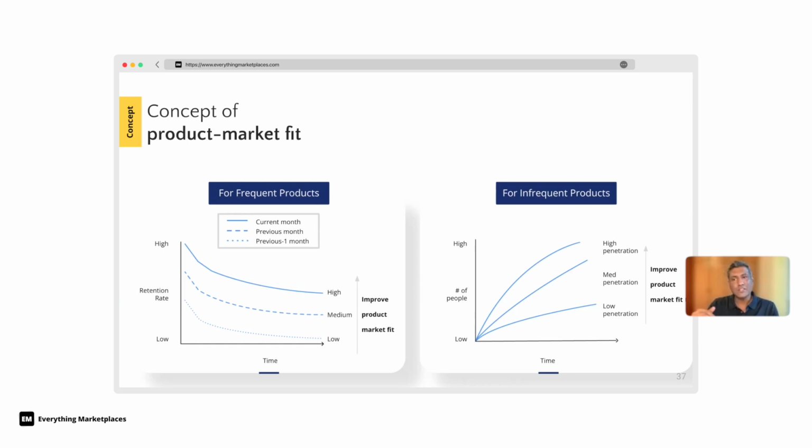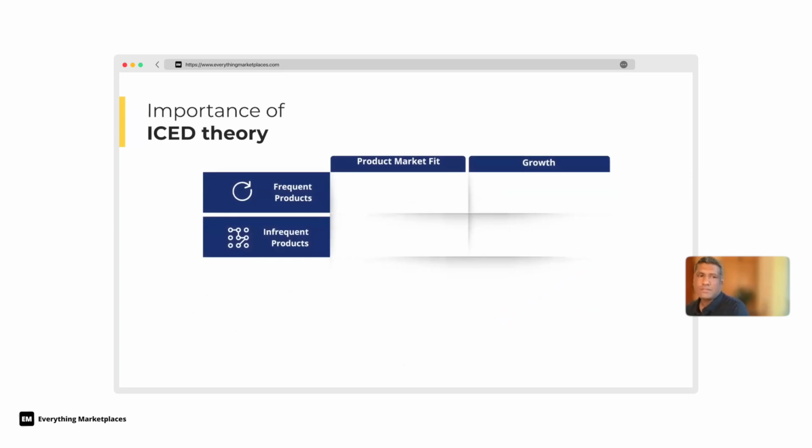That's what you're looking at. So the infrequent products' definition of product market fit is a function of market penetration as against retention. There's a complete blog. You can go and look into whatever I told you in much more detail. I passed that even further.